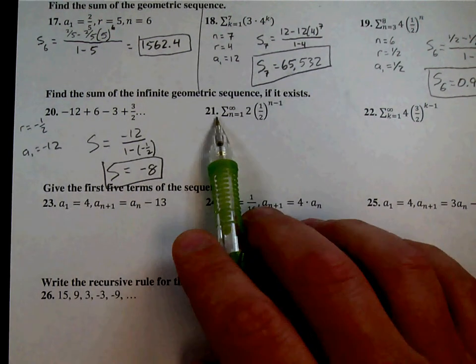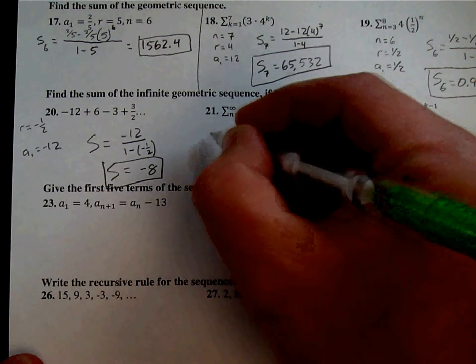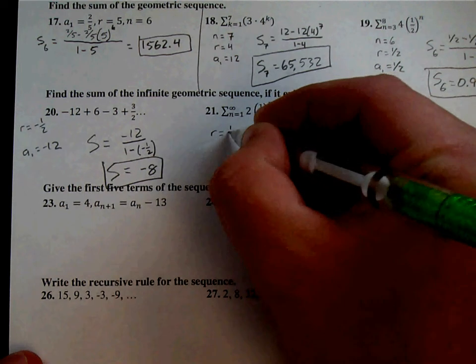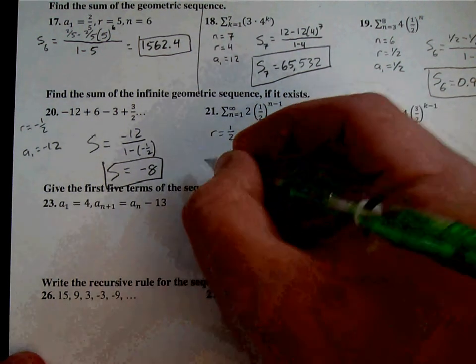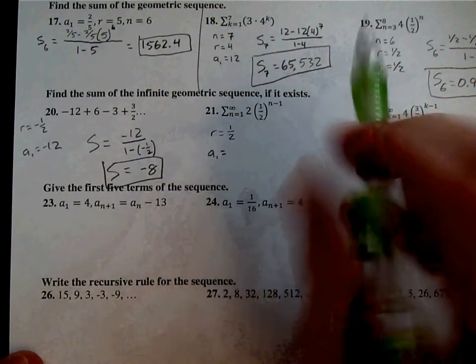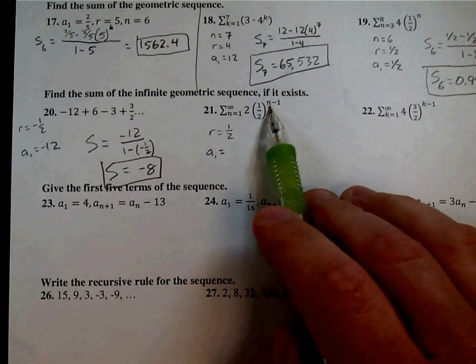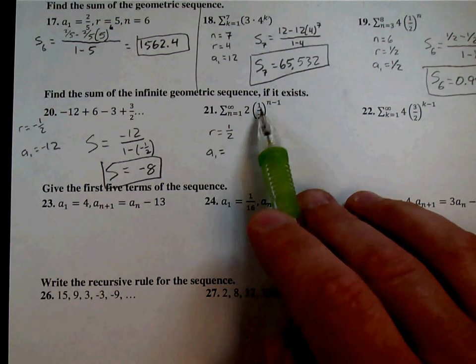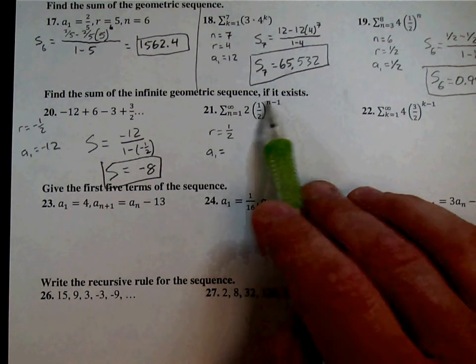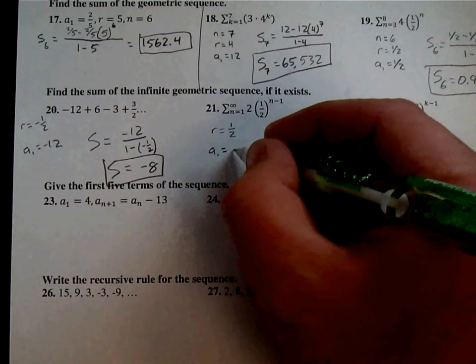Number 21, now it's in series notation. I see my r value, that's the one that's raised to the exponent, it's 1/2, so that is less than 1, so there's going to be a sum again. So then I need to know the first term. It says to start with 1, so we're going to plug it in the formula. So plug in 1 for the n, 1 minus 1 is 0, we have an exponent of 0. 1/2 to the 0 power equals 1. So I end up with 2 times 1, which is 2.